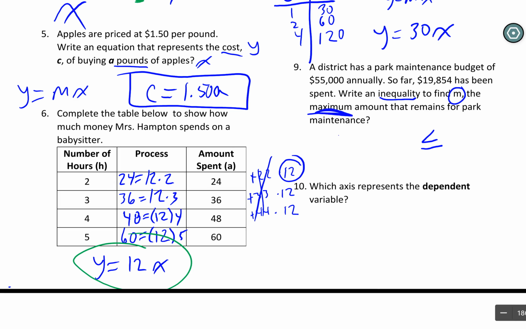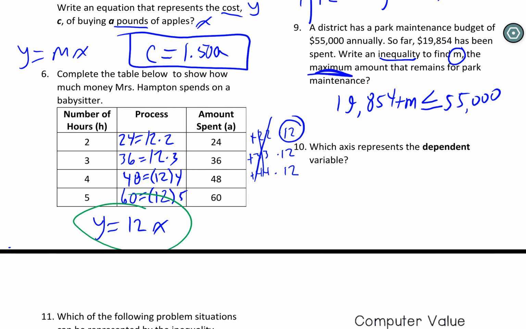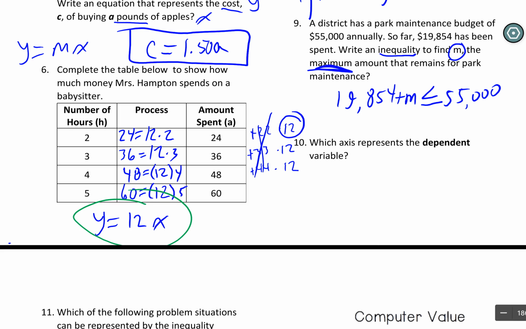So if I've already spent $19,854 and I can still spend m, but that needs to be less than or equal to $55,000. And so there's my inequality. All right, number 10, which axis represents the dependent variable? So again, dry mix. And so my dependent variable is my y-axis. So there we go.